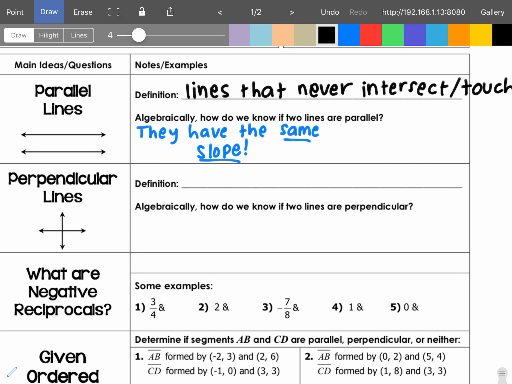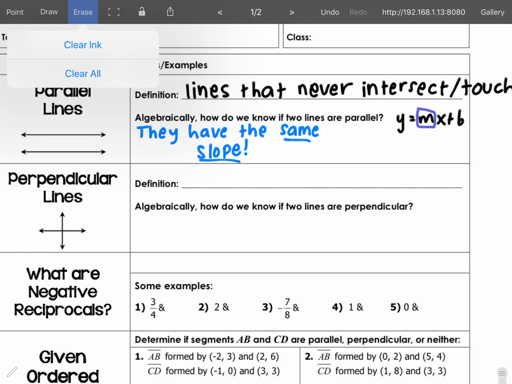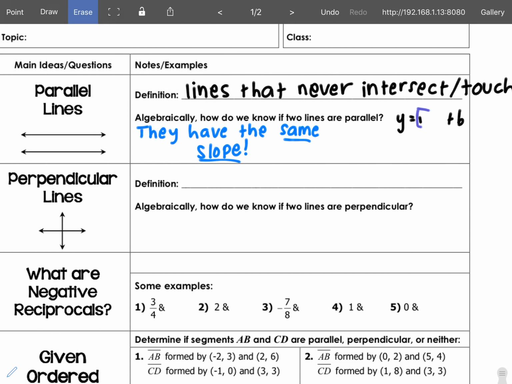Which one's the slope? Don't write this down, but just look. If I said y equals mx plus b, which one would you tell me is your slope? Your y, your m, your x, or your b? It's going to be your m. So remember, this is your slope.